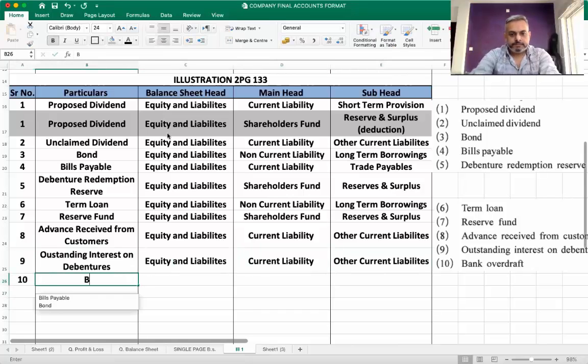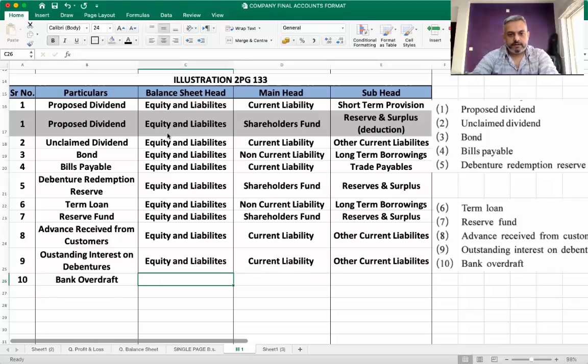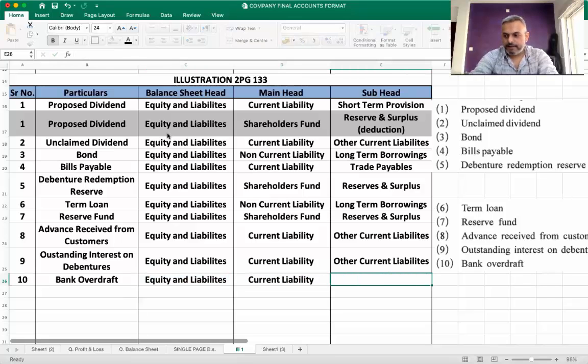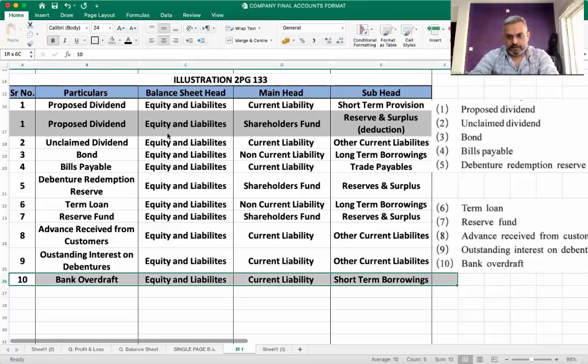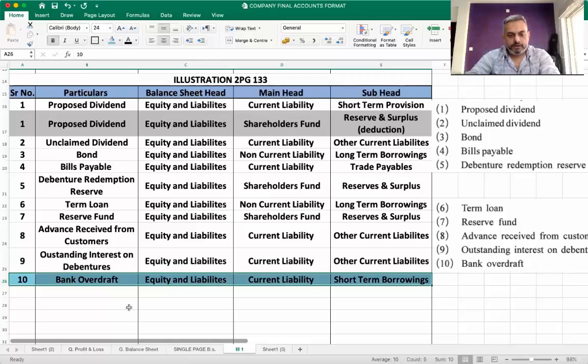10. Bank overdraft. This is interesting. Equity and liabilities, current liabilities, short-term borrowings. This is interesting. Okay, cash and cash equivalent, we will not take this as a negative balance. We will show this separately. So I'll mark it, I'll highlight it, important. Okay, please be careful about bank overdraft. So this is important, bank overdraft.